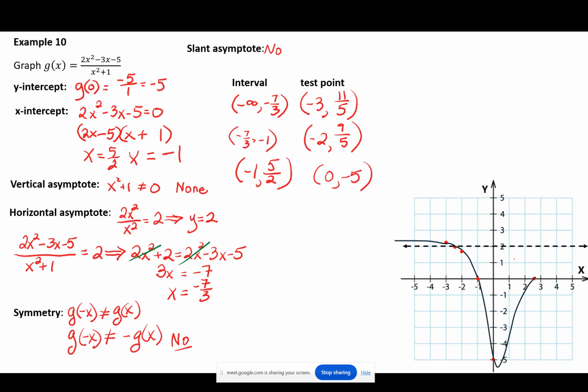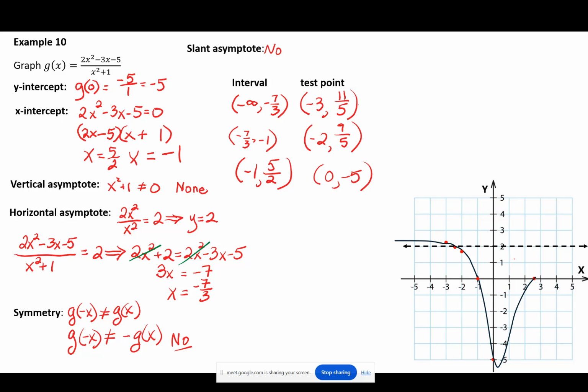At some point down there, it turns around. We may not find exactly where that happens. Remember, this is just a sketch. So somewhere down there, it turns around because it has to in order to come back up and cross the x-axis at 5/2, which we know happens.